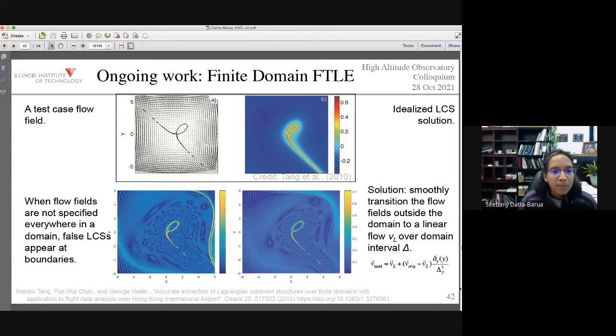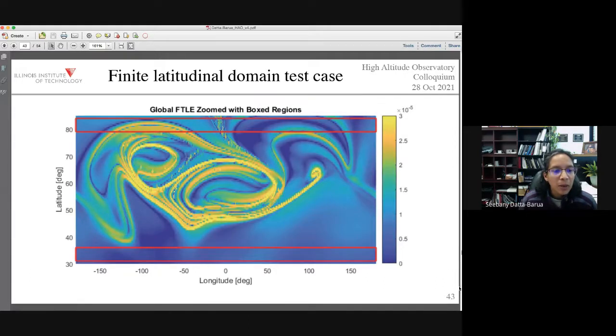So we're starting some work on that. We went back to our thermosphere. This is a picture of the northern hemisphere's LCS at 250 kilometers and said, okay, what if we didn't have the entire model, but we only used the northern hemisphere and we sort of cut it off between 35 and 80. And then we use a transition region inside the box to smoothly taper the velocities.